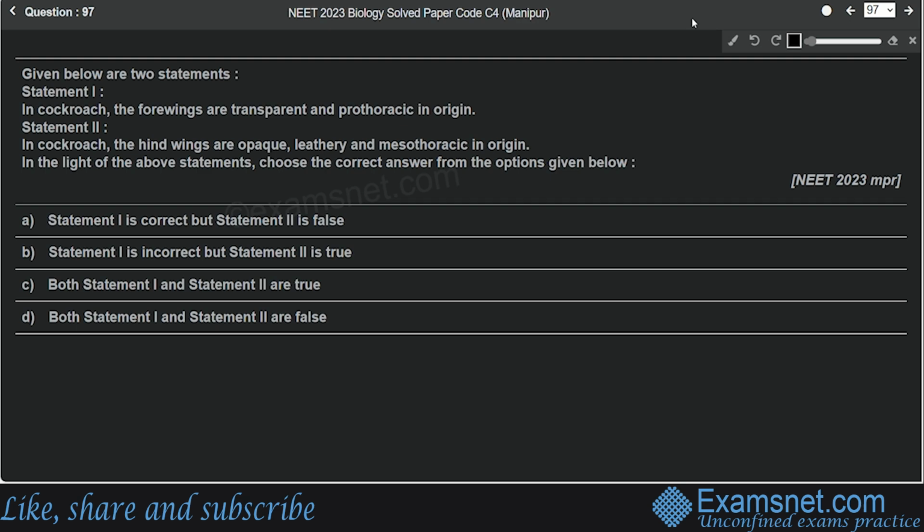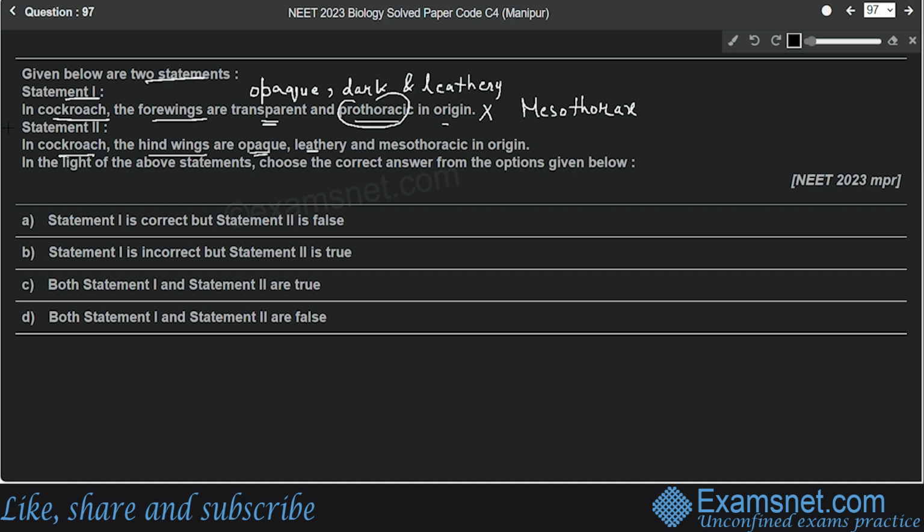Question number 97 is from the chapter Structural Organization in Animals. Here two statements are given. The first statement says that in cockroach, the four wings are transparent and prothoracic in origin. This is an incorrect statement because the four wings are not transparent. These are opaque, dark and leathery. And these are not prothoracic in origin. Instead, they originate from the mesothorax, not prothorax.